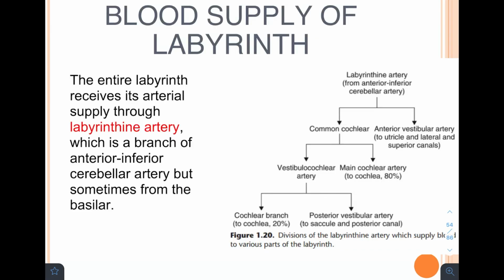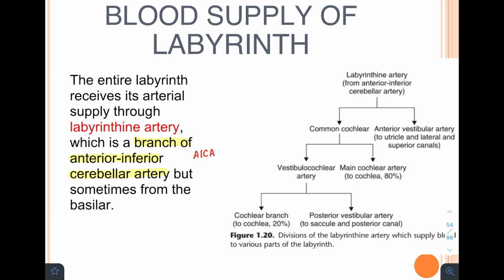Now that we have spoken about the anatomy of the bony and the membranous labyrinth, we lastly will talk about the blood supply of the labyrinth. The entire labyrinth receives its arterial supply through the labyrinthine artery. The labyrinthine artery is a branch of the anterior inferior cerebellar artery, also known as the AICA. But sometimes it may also arise from the basilar artery.